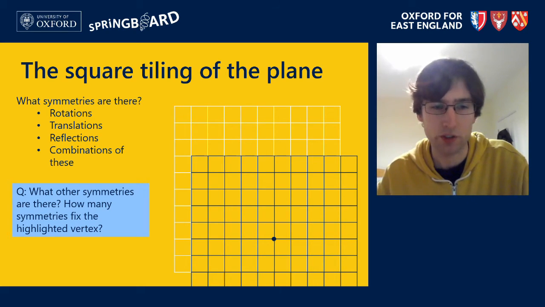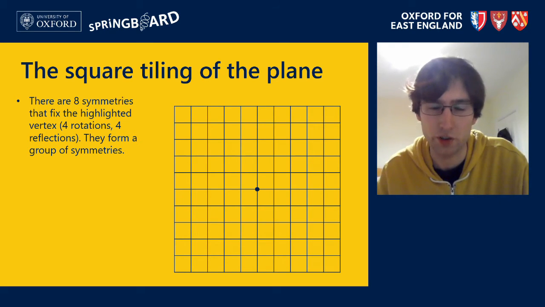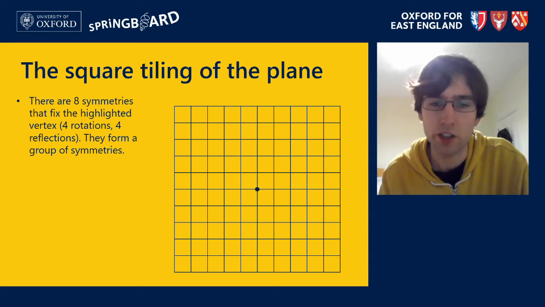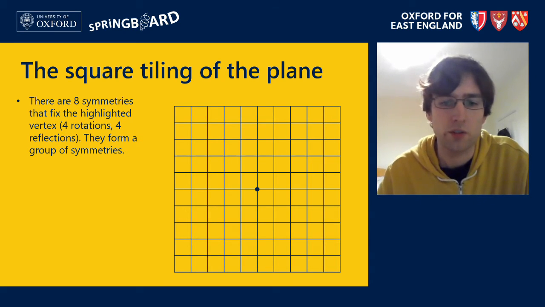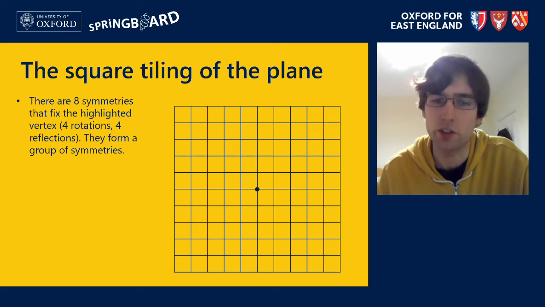And as for the other question, how many symmetries fix the highlighted vertex? The answer there is 8. These consist of 4 rotations and 4 reflections. And these form a group of symmetries because combining 2 symmetries that fix the highlighted vertex will give you another symmetry that fixes the highlighted vertex.